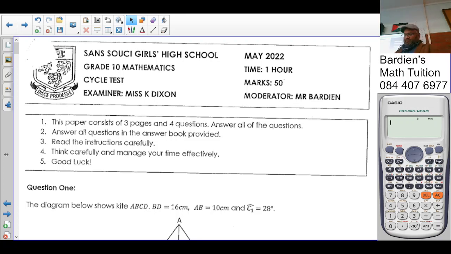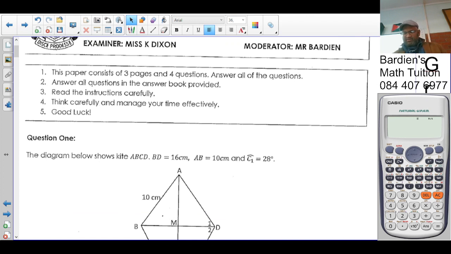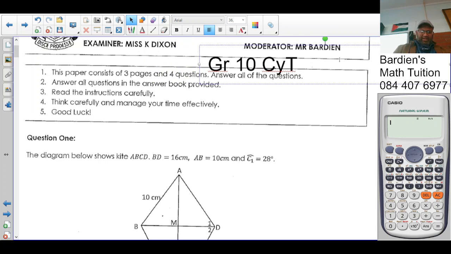Right, good morning class. At this point in this lesson we're going to go through our cycle test. This was the grade 10 cycle test 2. This is now of course term 2, 2022, St. Susie Girls High School.